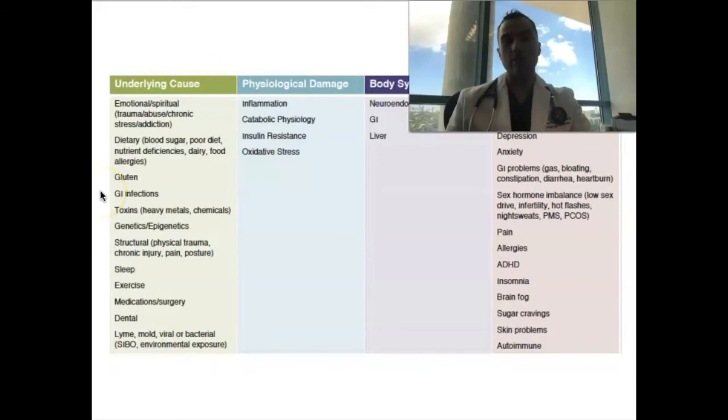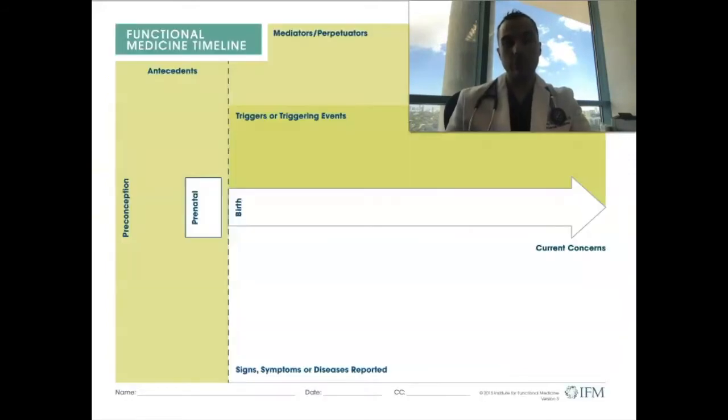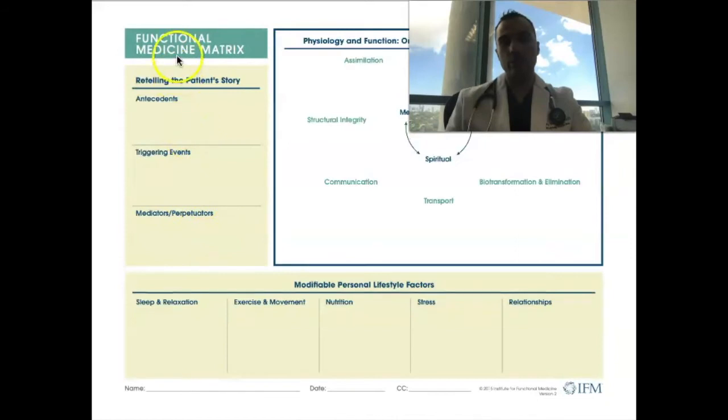Okay, so how do we get to the bottom of this? Well, in general, in functional medicine, we're going to use what they call the functional medicine timeline. We're going to plot out basically your entire life's history, figure out where potential triggering events happen. We're going to look at antecedents, triggers, and mediators. And then we're going to plot that onto what they call the functional medicine matrix.